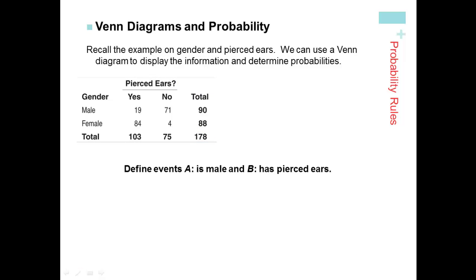Recall the example on gender and pierced ears. We can use a Venn diagram to display the information and determine probabilities from it. Again, define event A as male and event B as having pierced ears.